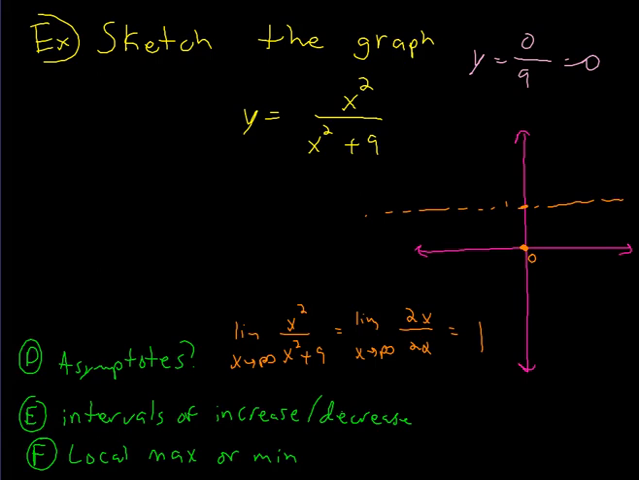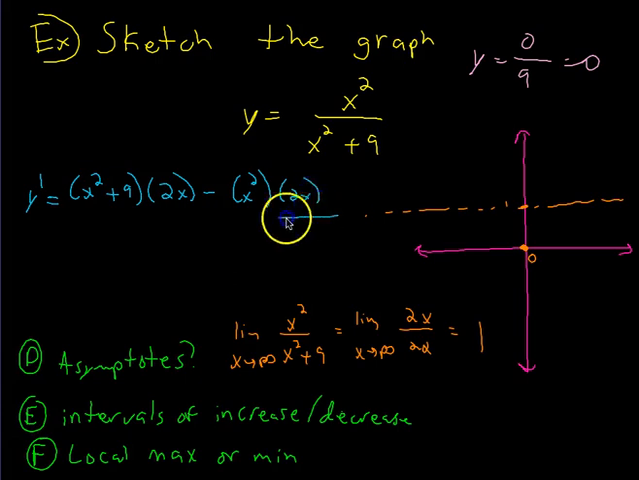Alright, so local max and min. We learned in the previous lessons that we could find local max and min by taking the derivative of that function. So y prime, that function involves quotient rule. So it's going to be low times the derivative of high, subtract high times the derivative of low, all over low squared.